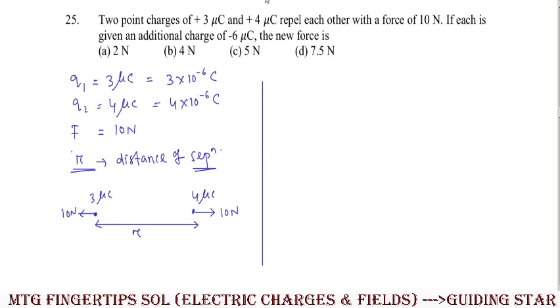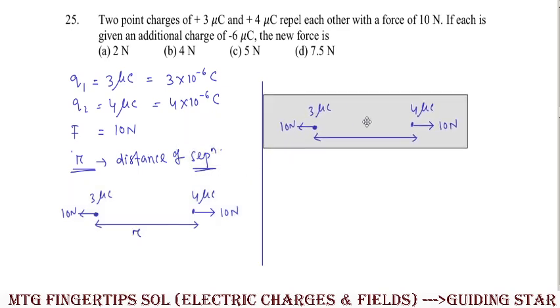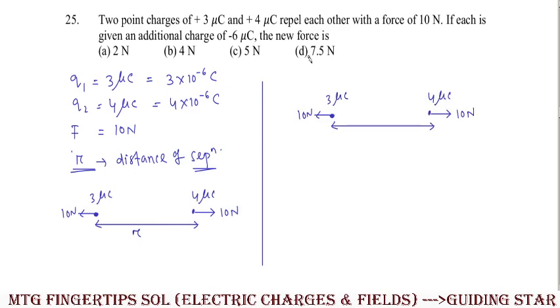if each is given an additional charge of minus 6 microcoulomb, so the 3 microcoulomb charge is given an additional charge, as given over here. So here let me copy that one. If in this particular case each charge is given an additional charge of minus 6 microcoulomb, so the 4 microcoulomb charge is also being added with another charge of minus 6 microcoulomb, then what it is asking is, what will be the new force right over here.